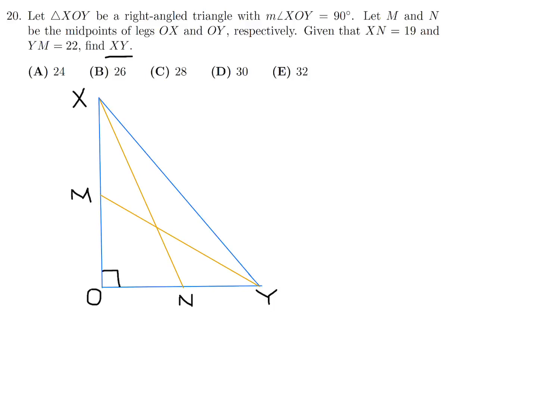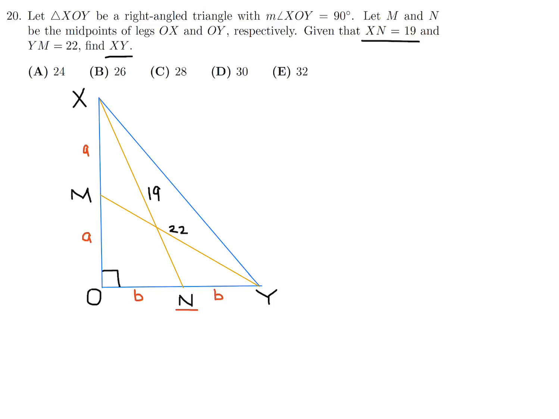And they give you some numbers though. We can label them. They tell you that XN is 19. So X to N is 19. And YM is 22. Y to M, that line. Okay, so where would you like to proceed? All right, so N is the midpoint, right? This guy is the midpoint of OY. So that means it cuts OY in half. So we can label this B and B. And very similarly, M is the midpoint of OX. So M cuts OX in half. So call this A and that A.